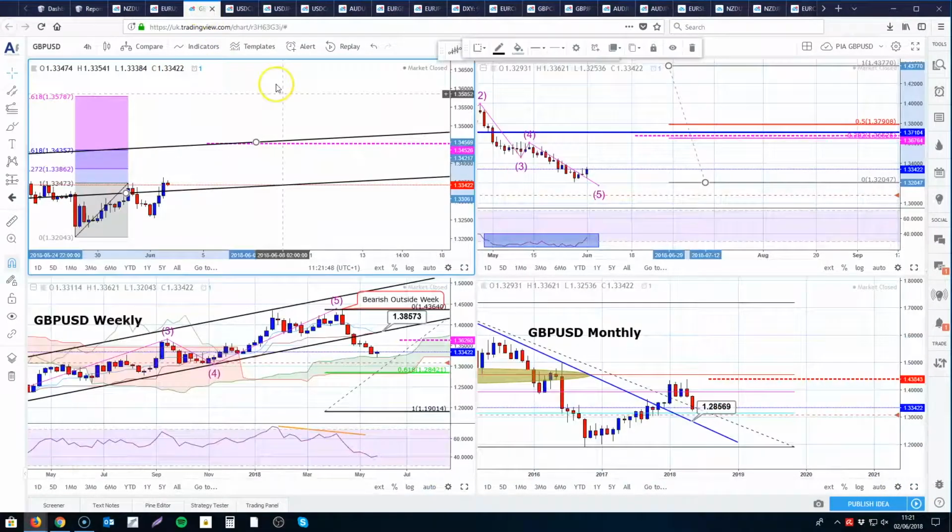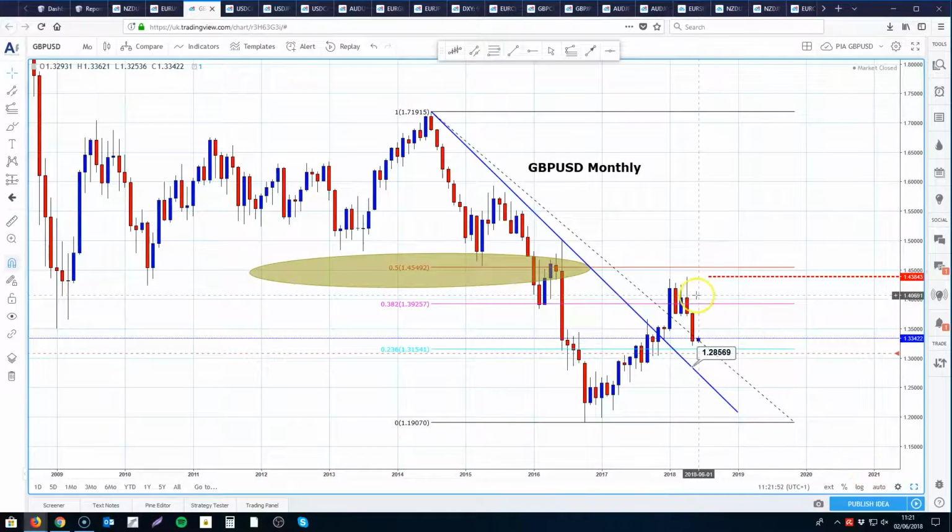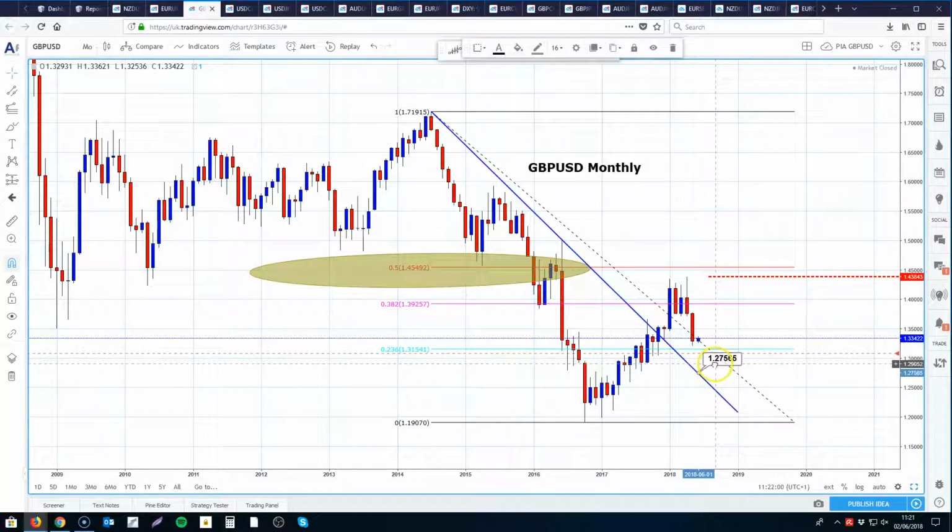So sterling dollar monthly chart highlights a bearish outside candle. We've got some reverse trendline support. Let's just move that down actually, just a bit lower, coming in at 127.56, and that's quite an important level when we go to a longer term outlook for cable.